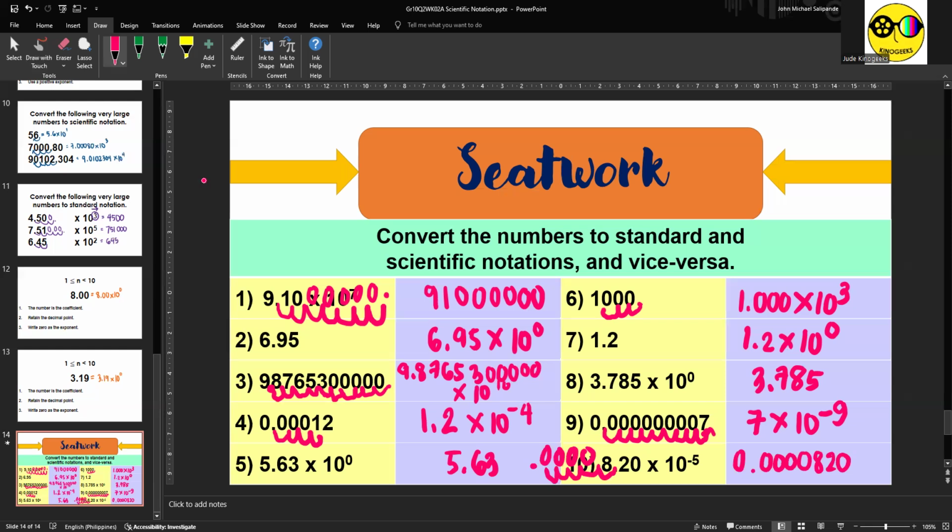Okay? And as I told you multiple times this morning, we will be dealing with a lot of scientific notation. So you will have a lot of practice.